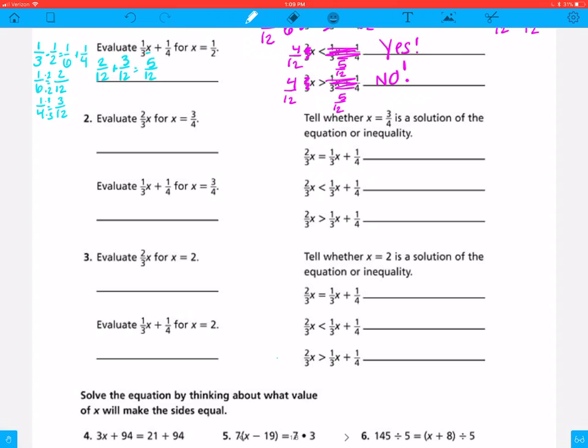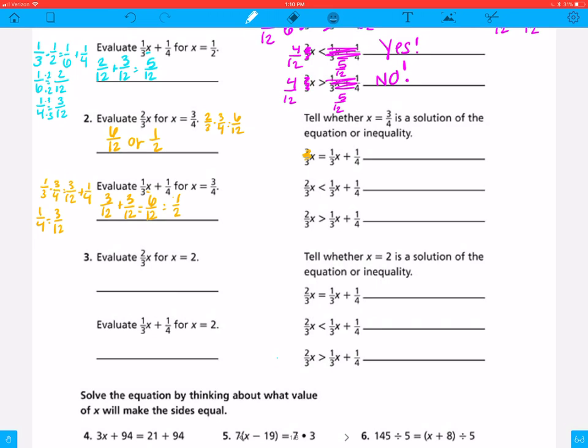So number 2, we're going to do the same thing, but this time we're looking at the x being 3/4. I multiply straight across for 2/3, and I get 6/12. 6/12 can also be 1/2. Now this time I'll start with the multiplication, 1/3 multiplied by 3/4, and I get an answer of 3/12. And then I need to add 1/4. My common denominator is 12. So 3/12 plus 3/12. So I get an answer of 6/12, or 1/2.